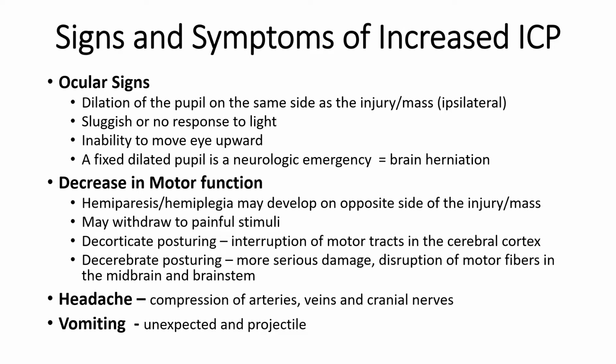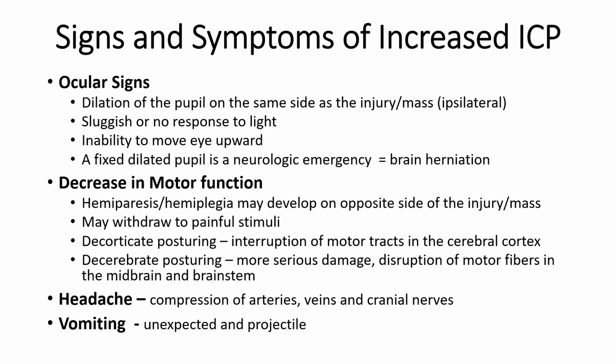Then we're going to talk about decrease in motor function. So the patient may develop hemiparesis or hemiplegia. So that will develop on the opposite side of the injury. So think your pupil is on the same side of the injury, your dilated pupil, but for motor, it's going to be on the opposite side of whatever injury happened to the brain or if there's a mass. Does the patient withdraw to painful stimuli? They may or they may not.